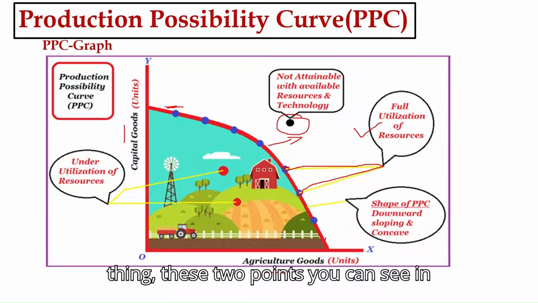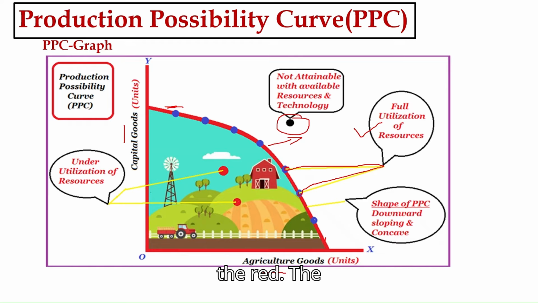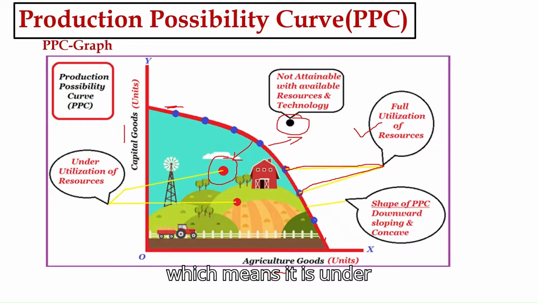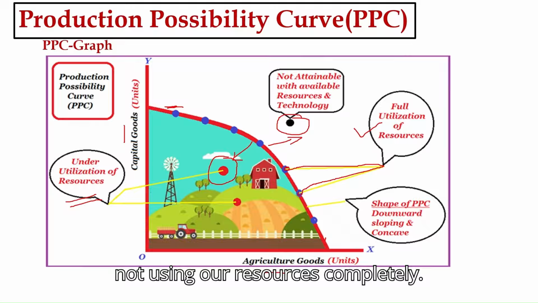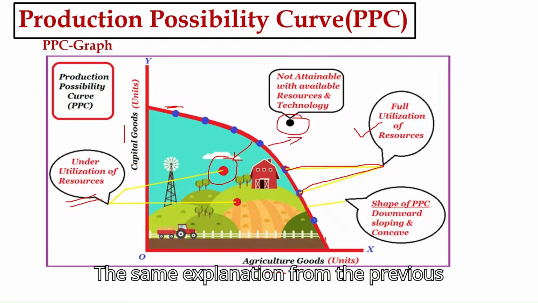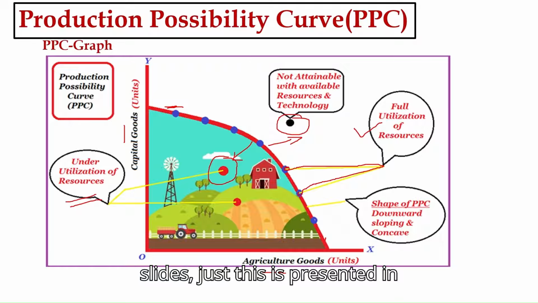Another thing, these 2 red dots are below the production possibility curve, which means it is underutilization of resources. We are not using our resources completely. The same explanation from the previous slides, just presented in a very attractive diagram.